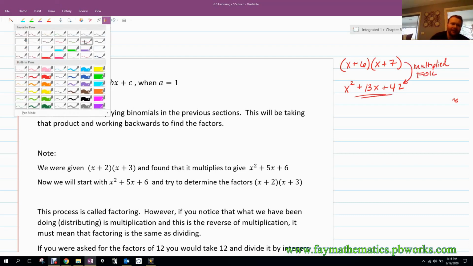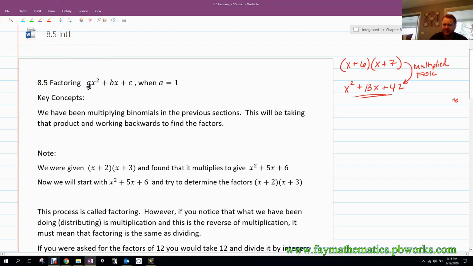Today's lesson is the first time that we're going to actually take this, and remember this is a product because we multiplied to get it. We're going to work our way backwards. We're going to start with this thing and see if we can rewrite it as the x plus 6 times the x plus 7. Well, if multiplying was what got me this way, then division is what is going to get me the x plus 6 times the x plus 7.